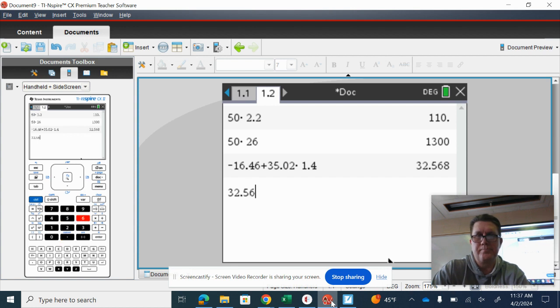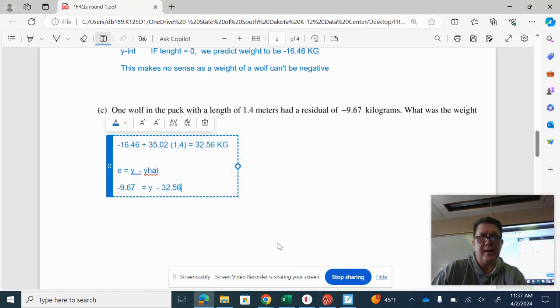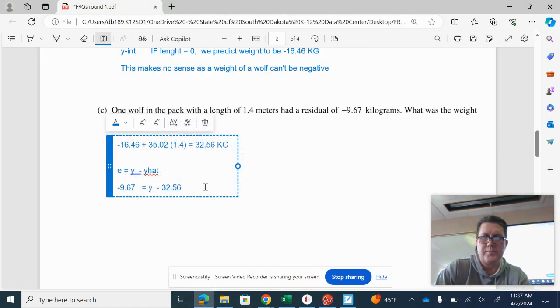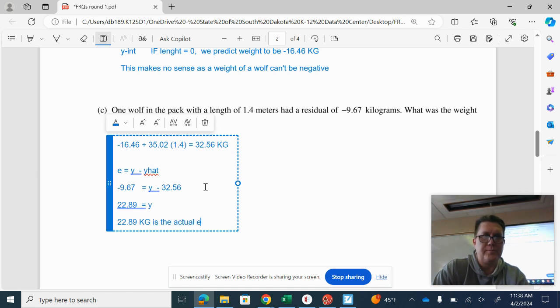9.67. You get 22.89. Make sure I got those numbers right. 32.56, 9.67, 22.89. So y, if we solve it, so 22.89 kilograms is the actual weight.